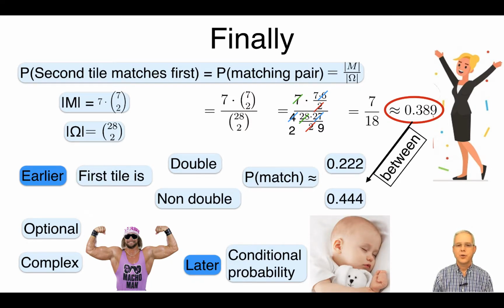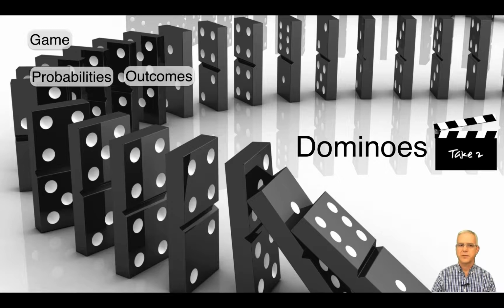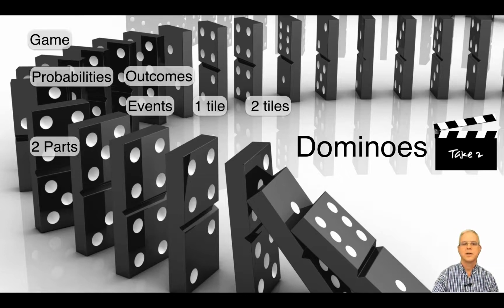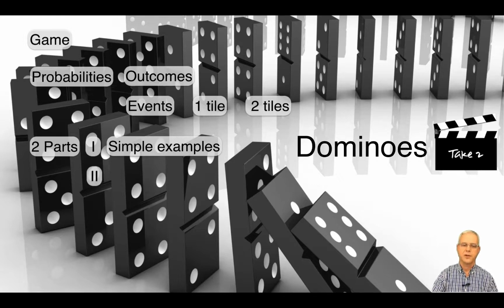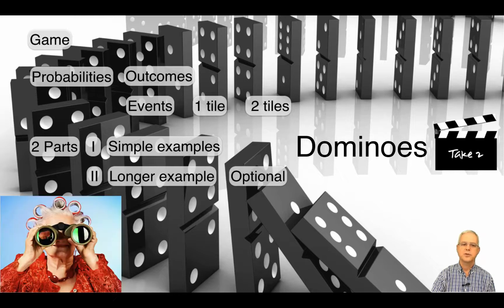So with that, let's summarize. We talked about dominoes, we described the game, and we calculated probabilities of specific outcomes, namely of observing a single tile, and probabilities of events when we select a single tile, and when we select 2 tiles. We did it in 2 parts. The first had a simple example, and the second had a longer example, although maybe not much more complicated. And with that, we are done with this, and we made it optional.